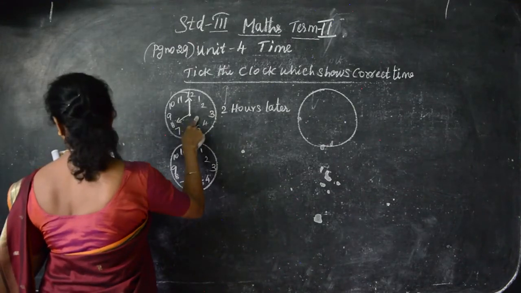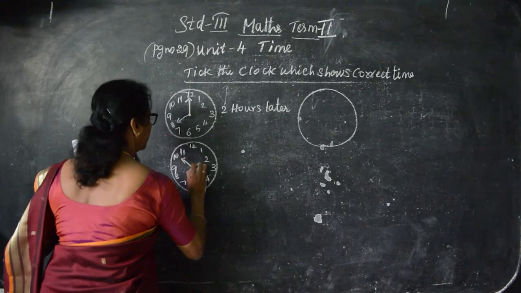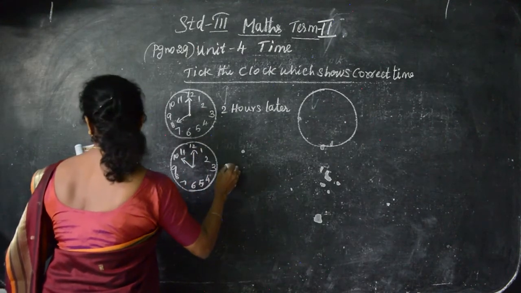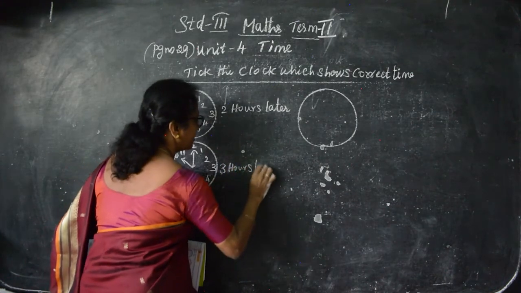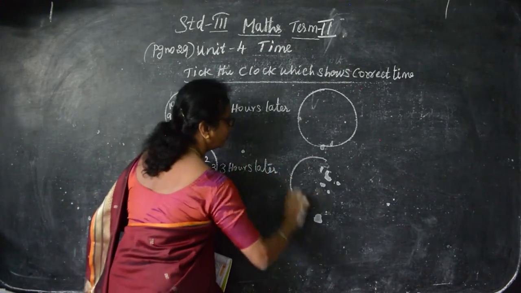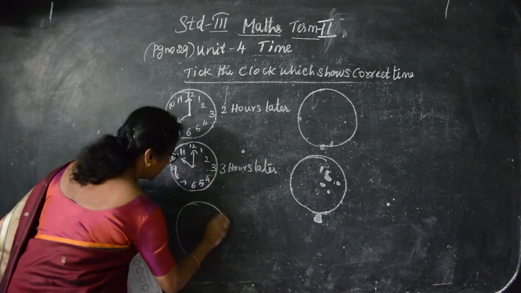Eight o'clock. What have they given here? 3 hours later. 3 hours later. So what you do is draw the clock and write what time it will be after 3 hours. Next one.